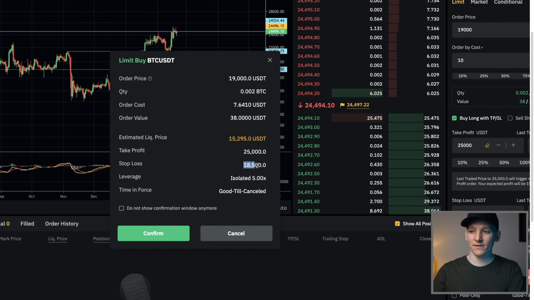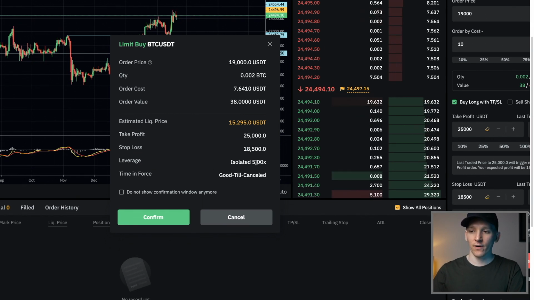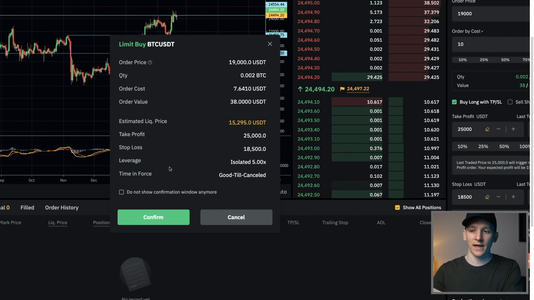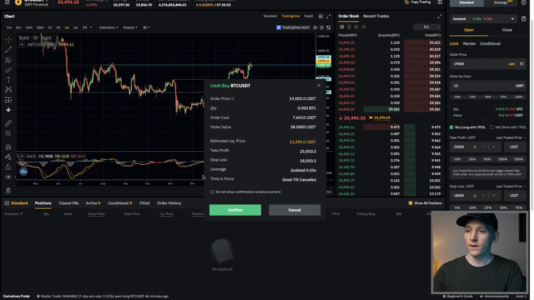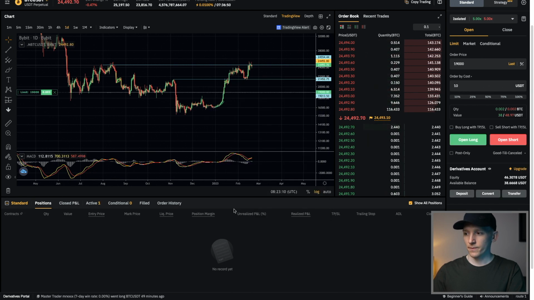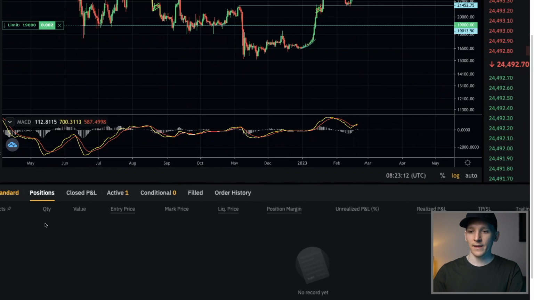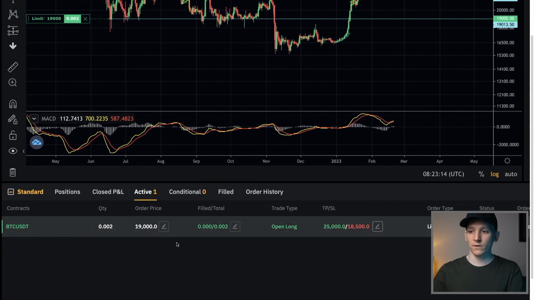I just had to edit the stop loss a little bit because it was obviously above the entry. Leverage, you can see 5x leverage as well. Time in force, good till cancelled. If you don't want this screen to come up before you actually enter orders, just click on this do not show, because you might want to get orders done straight away. So you can press confirm right here, and then that order comes in. So order submitted successfully.